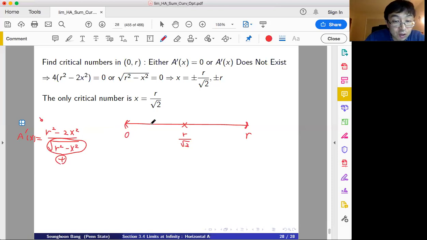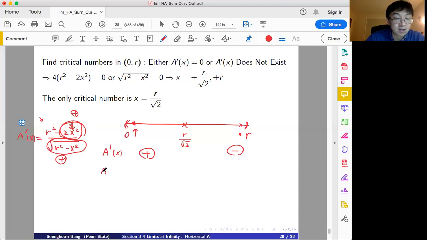I can choose a test number very close to 0. You can plug it in. What happens? This number is very close to 0, so 4r squared minus something very close to 0 is positive. So A prime of x is positive. Then you can choose a number very close to r, plug in, and get very close to 2r squared. The 4r squared minus 2r squared is positive 2r squared, a positive number.